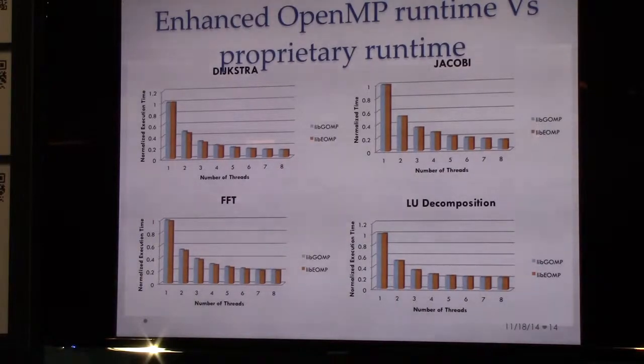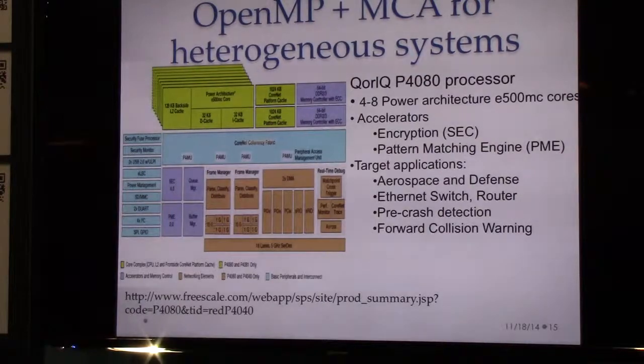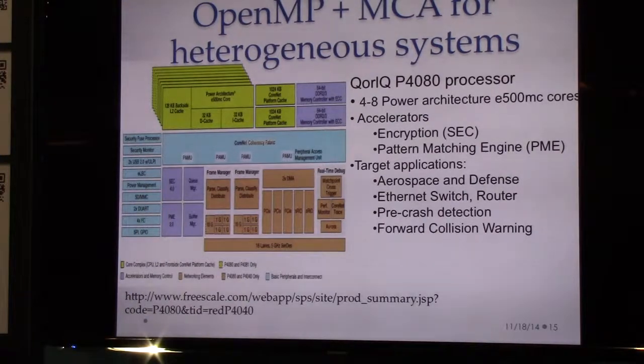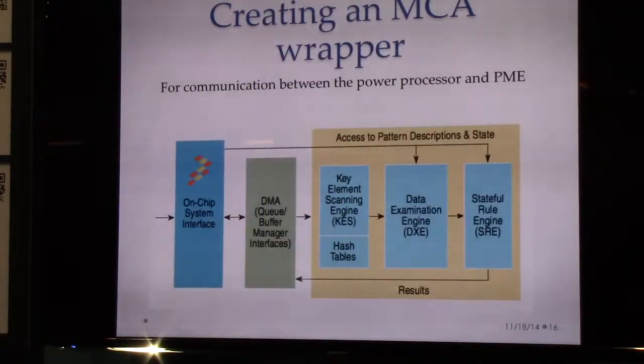We also used the EPCC micro benchmarks to evaluate our runtime. All this was done on a homogeneous processor, a Power processor of 8 cores. So how do you really turn this into something that will work on heterogeneous systems, which is the end goal? Again, like I mentioned, the security engine as well as the pattern matching engine was what we targeted.